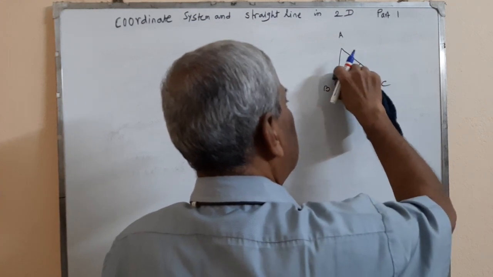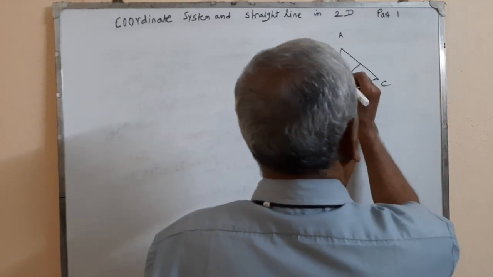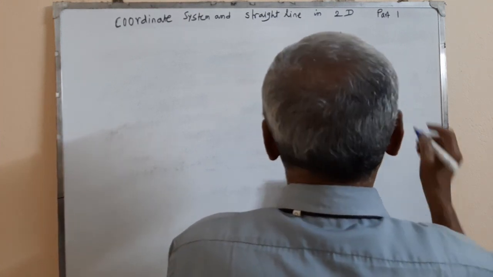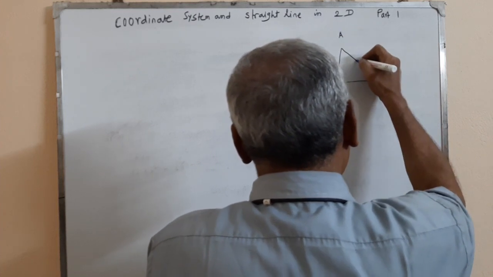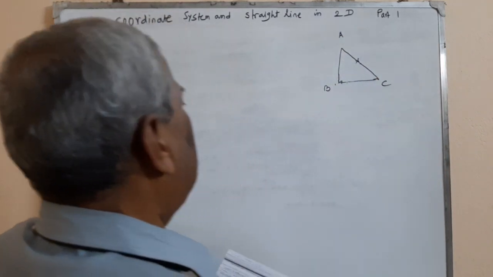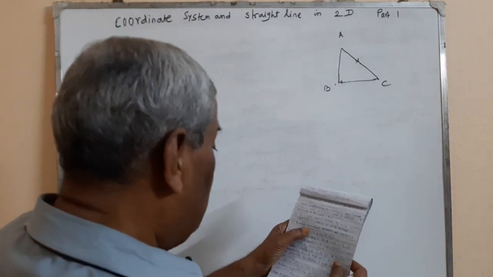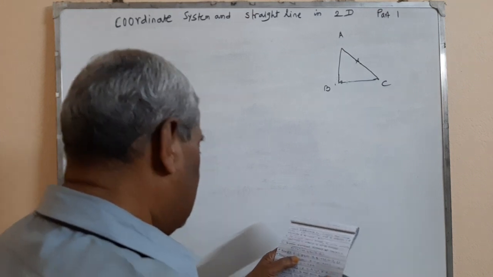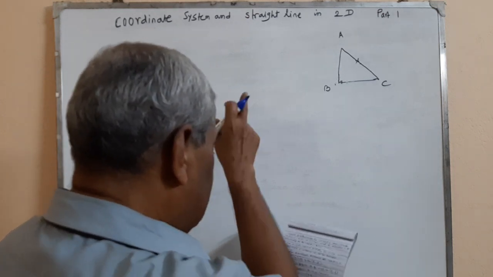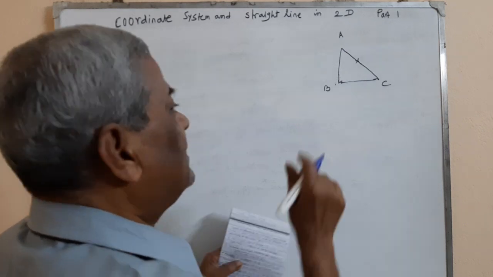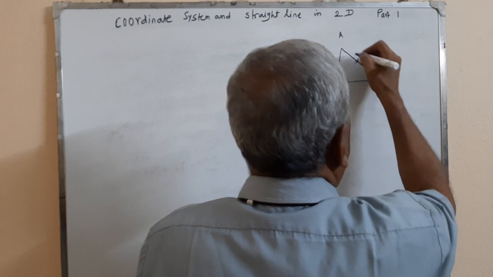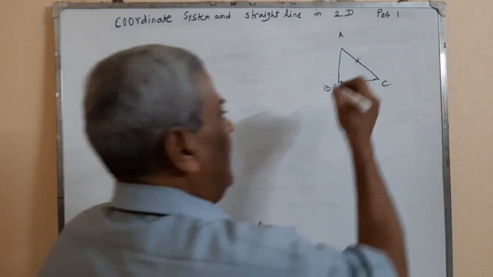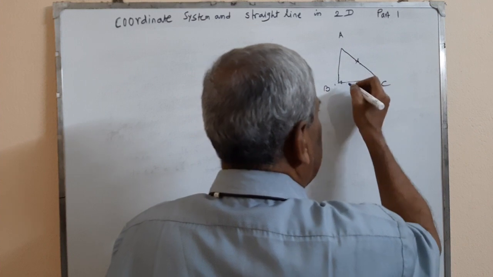And for a right angle triangle, this is the hypotenuse. The circumcenter will be the midpoint of the hypotenuse if the triangle is right angled, and this is the midpoint of the hypotenuse.